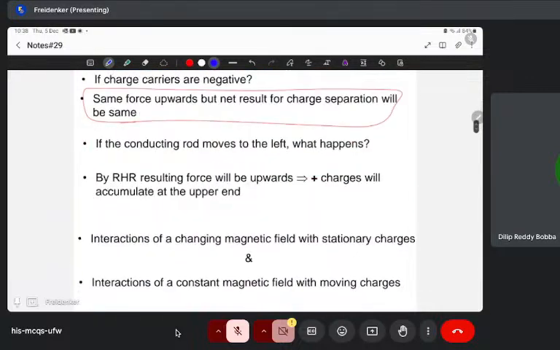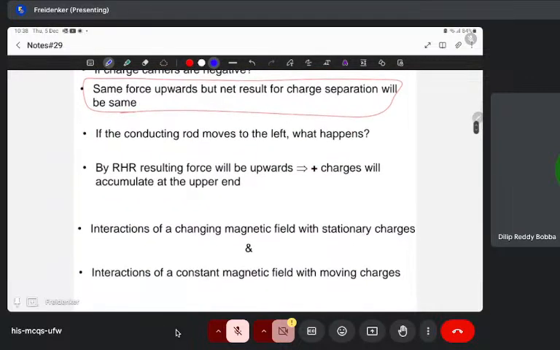Okay, if the conducting rod is moving to the left, and the magnetic field is still coming out of the plane, then what will happen? Same story. Use your right hand rule. Your four fingers will be pointing out of the plane, your thumb will be pointing towards the left, so your palm will be pointing this way. That will be the direction of force due to magnetic field.